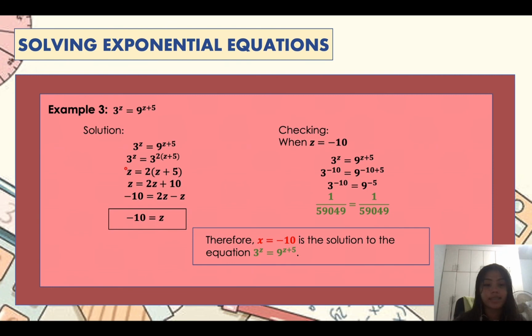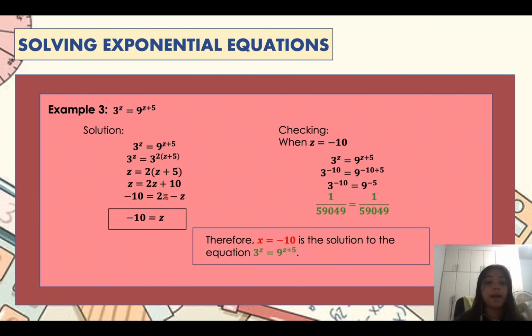Now, as you can see, we have the same base, where 2 is just multiplied by the original exponent of this term. Now, the next thing to do, since the bases are the same, we then bring down the exponents. We bring down z, and we bring down 2 times z plus 5. After doing so, we simplify it. So we distribute 2 onto this term. We have a result of z is equal to 2z plus 10.